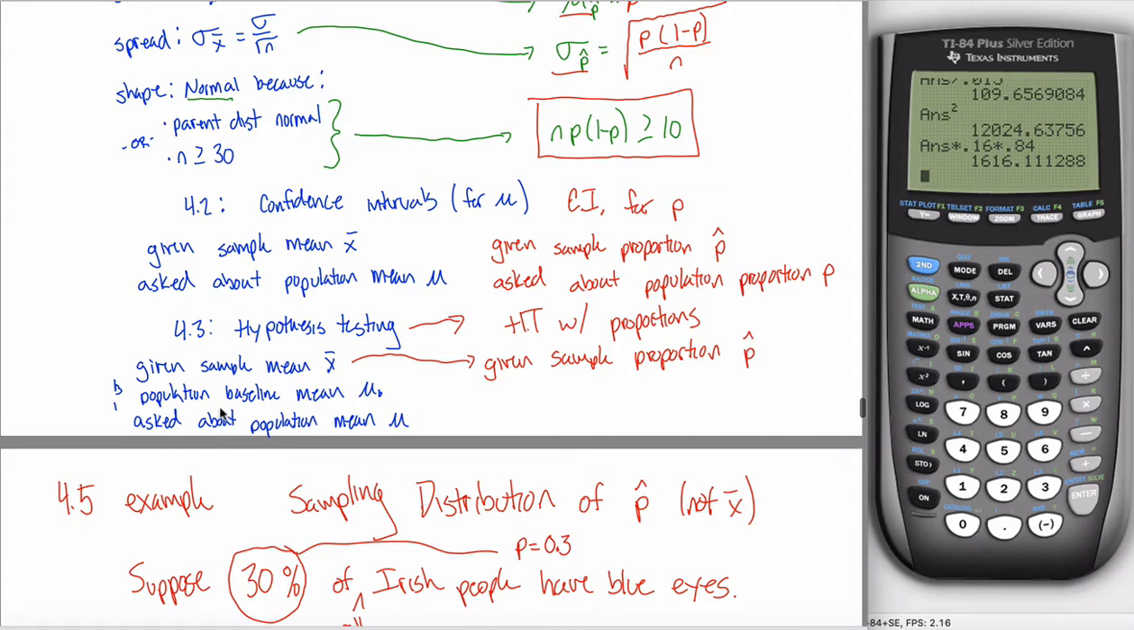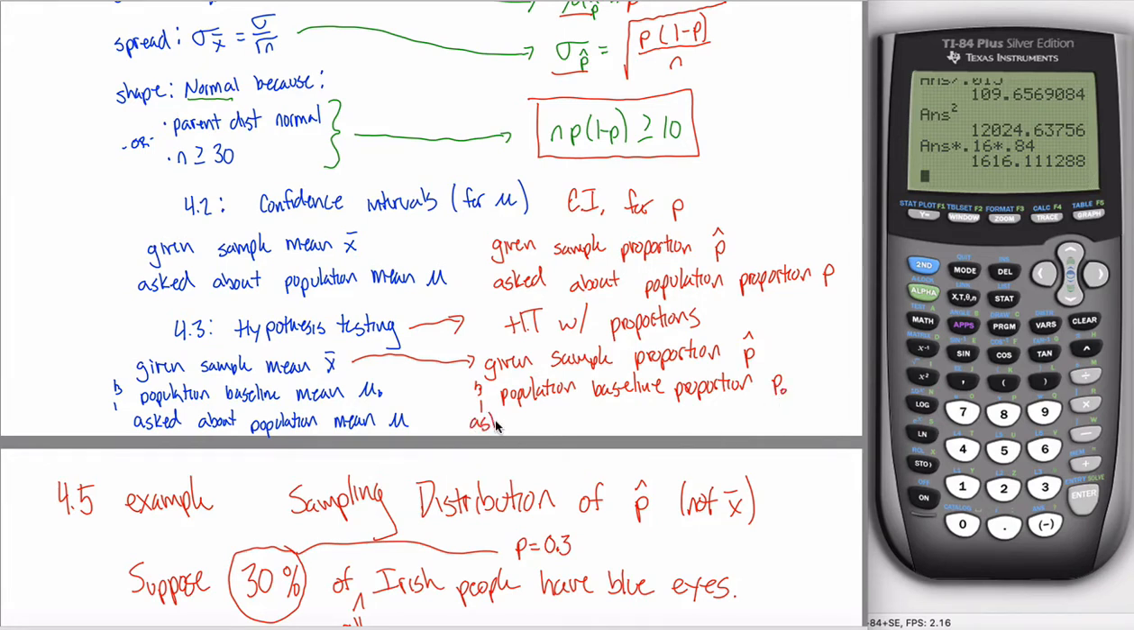And we will be given a population baseline, not mean, but proportion. We used to call that mu naught. It wouldn't make sense to call it mu naught because it's not a mu anymore, it's a p. So how about p naught? We'll be given a sample proportion p hat and a population baseline proportion. And the symbol for that will be p naught.